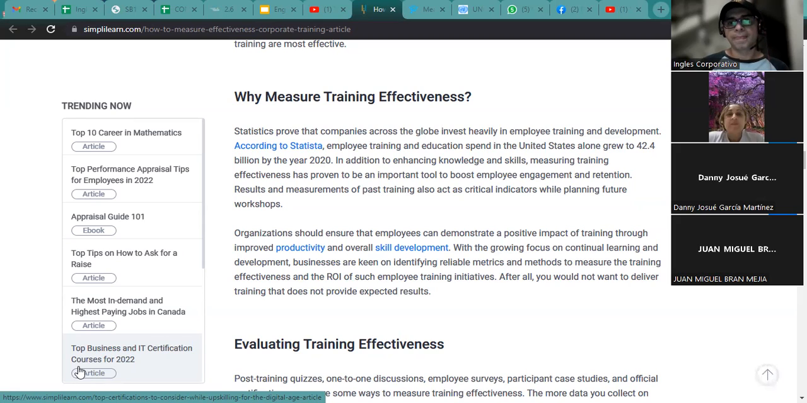Organizations should ensure that employees can demonstrate a positive impact of training through improved productivity and overall skill development. With the growing focus on continual learning and development, businesses are keen on identifying reliable metrics and methods to measure the training effectiveness and the ROI of such employee training initiatives. After all, you will not want to deliver training that does not provide expected results.